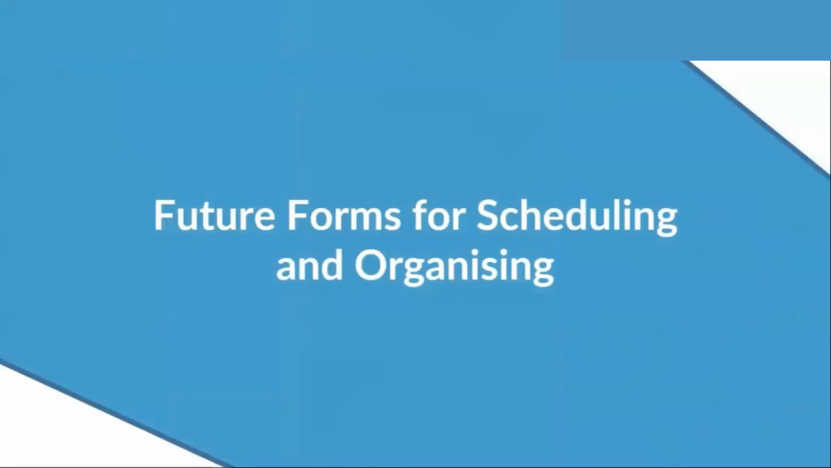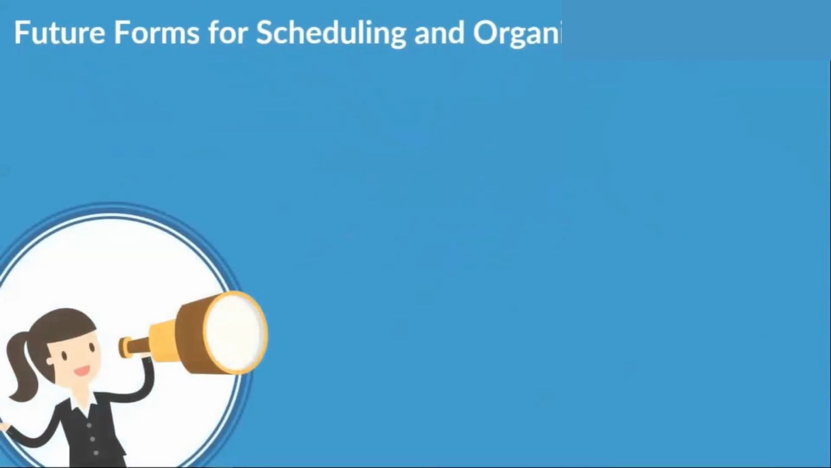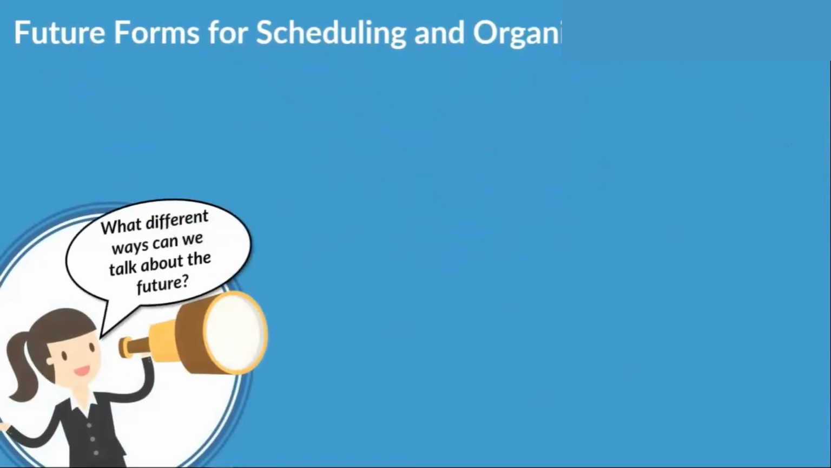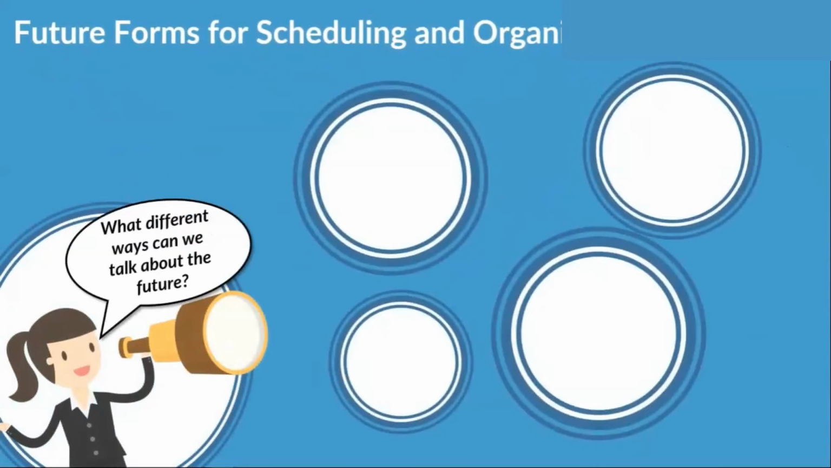So, next we're going to move on to future forms for scheduling and organizing. So, often when we're talking on the phone, if you're leaving a message or making plans, you are using a future form to schedule or organize. So let's look. And I want to ask you first, what different ways can we talk about the future? So give me some of the ways we can talk about the future. And in general, we have 4 different ways that we use to talk about the future for scheduling and organizing.